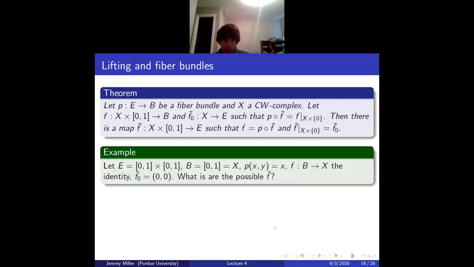So let's say E is just a product bundle. E is the interval across the interval, and B is an interval, and the projection map is just the projection. Oh yeah, and this is a typo. B is an interval. Oh yeah, and we'll take capital X to be a point. Sorry for all these typos.